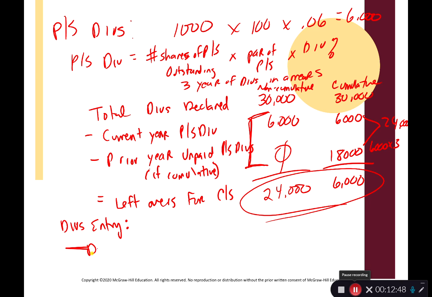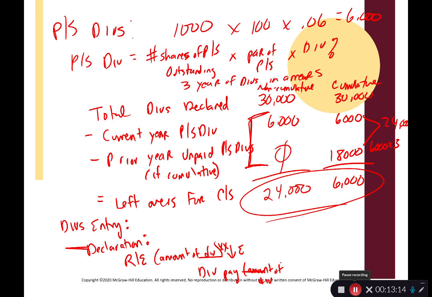There's 3 dates. First is the declaration date. On the declaration date, we're going to debit retained earnings for the amount of the dividend, which decreases our equity. And we're going to credit dividend payable for the amount of the dividend, which increases my liabilities. Then on the date of record, that's just the date that you have to own the shares to get paid, so there's no entry.